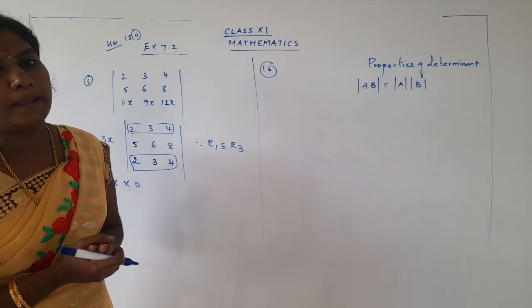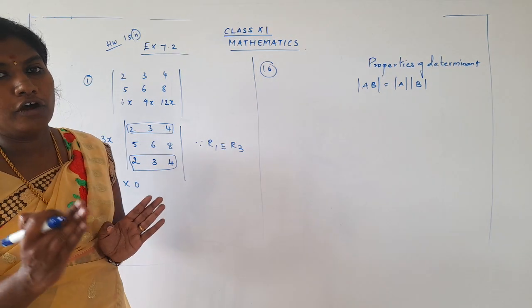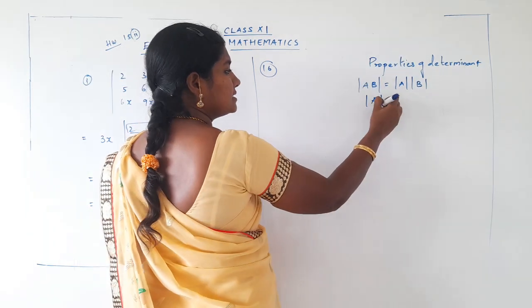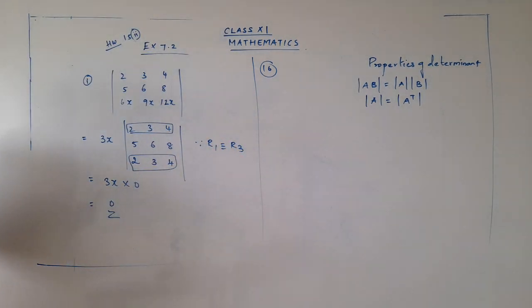So what is determinant of AB? Determinant of AB is determinant of A, determinant of B. And we can use one more property: determinant of A is equal to determinant of A transpose. We have these two properties, and I am going to use them in sum number 16. Determinant of AB is determinant of A, determinant of B, and determinant of A is equal to determinant of A transpose. Clear, children?